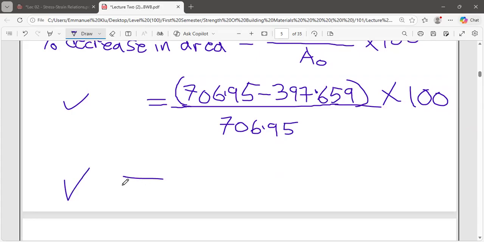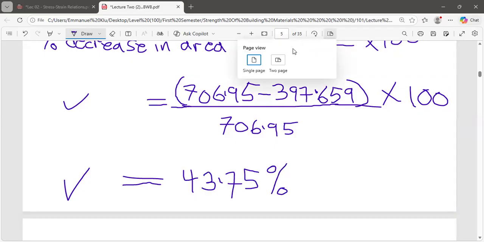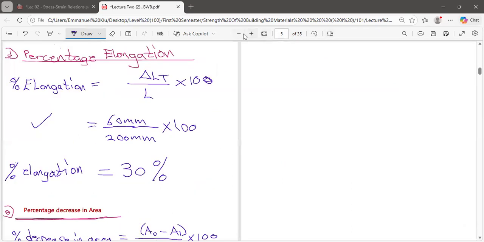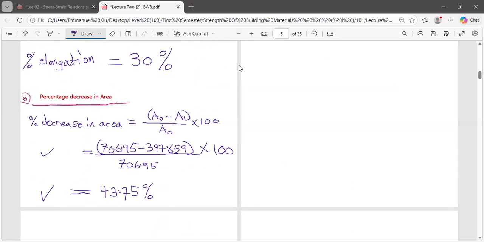Our percentage reduction in area should be equal to 43.75%. You are supposed to add your unit. If you don't add a unit, you will be penalized. So we are done solving our question 1, and these are the answers we are getting.